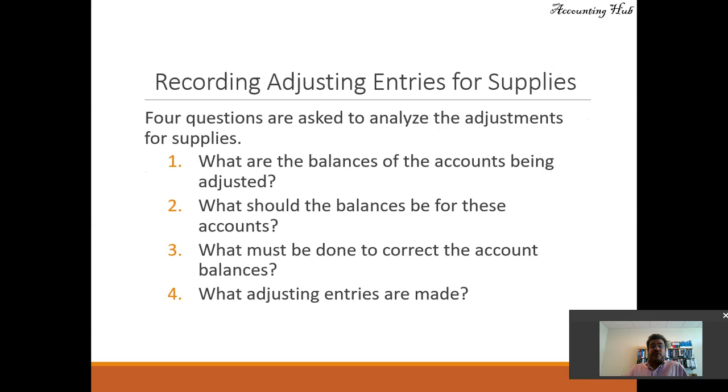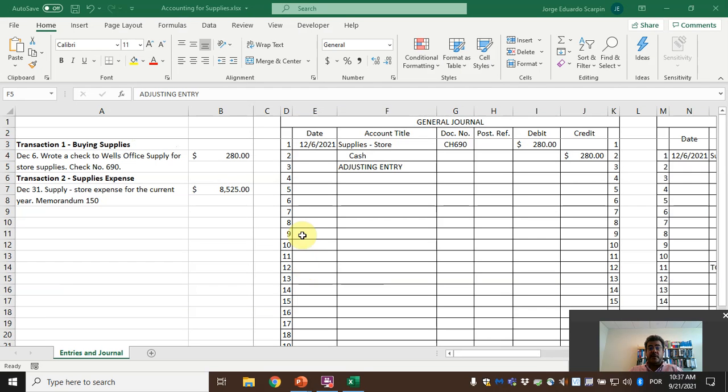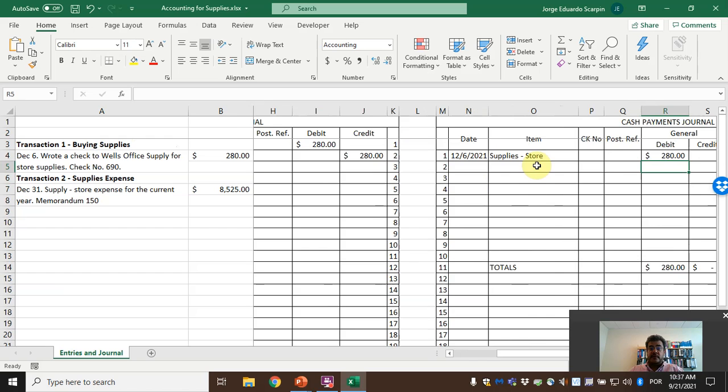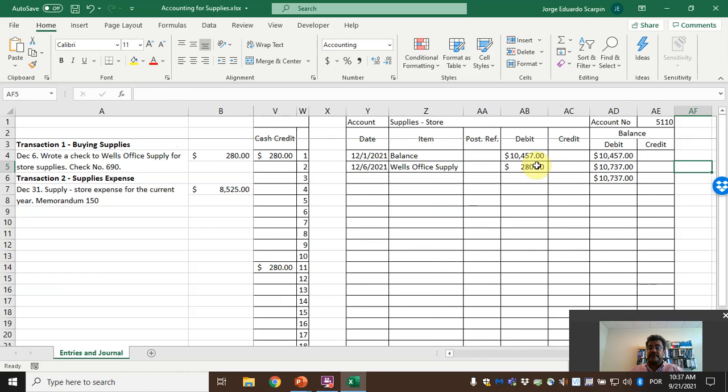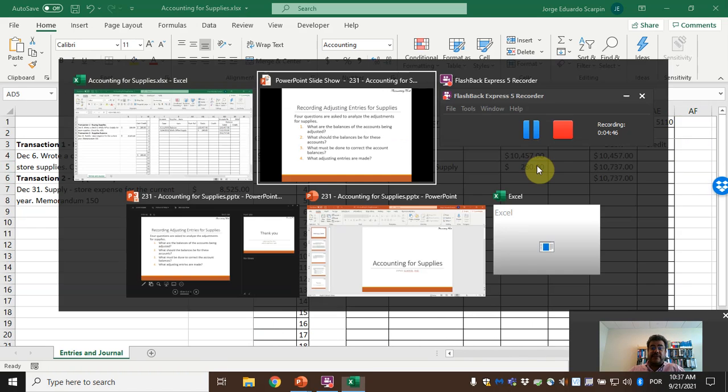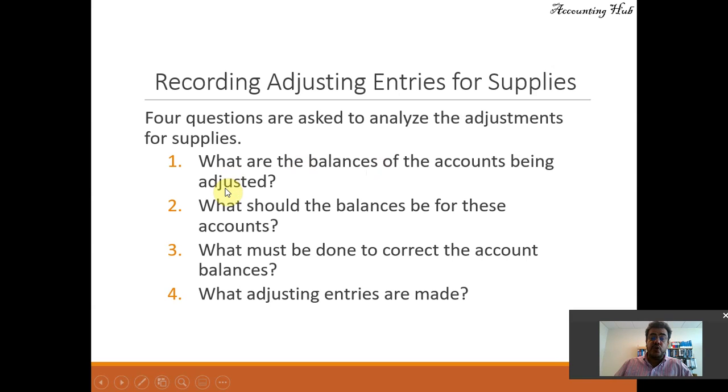Recording adjusting entries for supplies. Four questions are asked to analyze the adjustment for supplies. What is the balance of the account being adjusted? Here, 10,737. Second, what should the balance be for this account? And then, what must be done to correct the account balance?